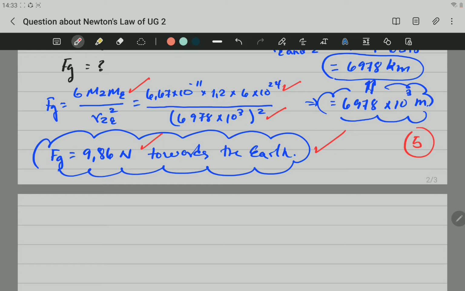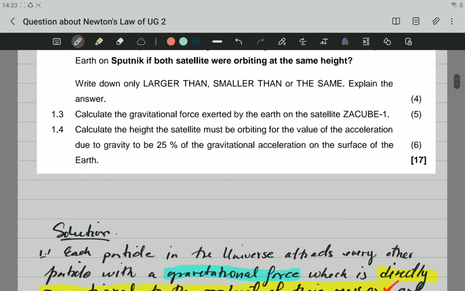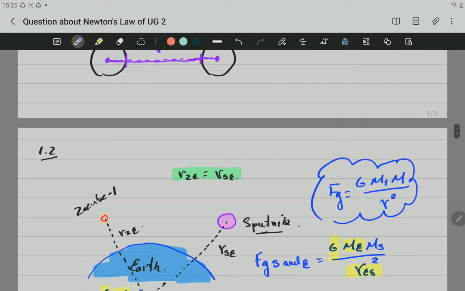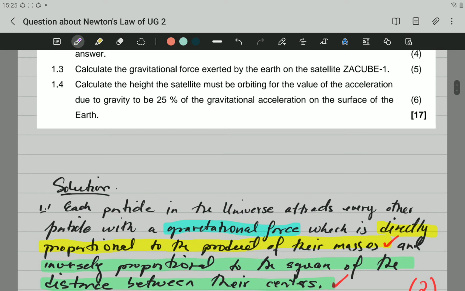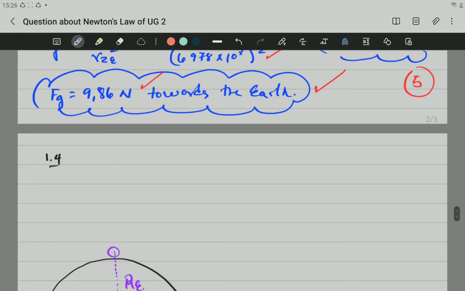And we're going to the last one, which is a little bit tricky. This question said, calculate the height the satellite must be orbiting for the value of the acceleration due to gravity to be 25% of the gravitational acceleration on the surface of the Earth. Let's go back. The question is quite tricky.